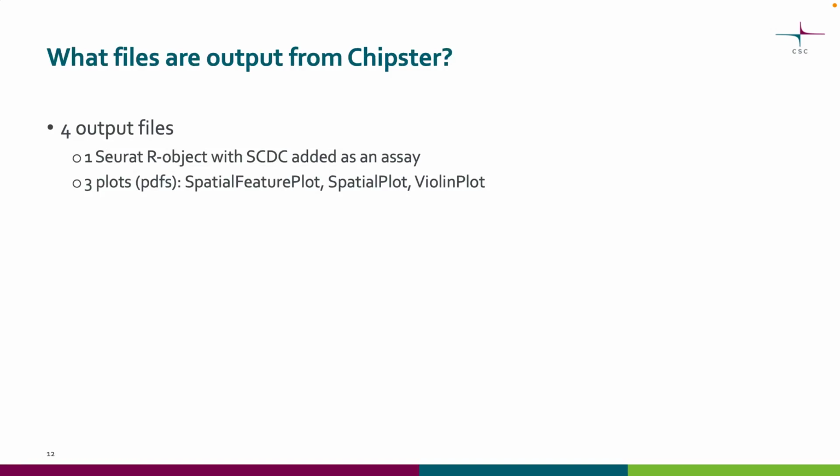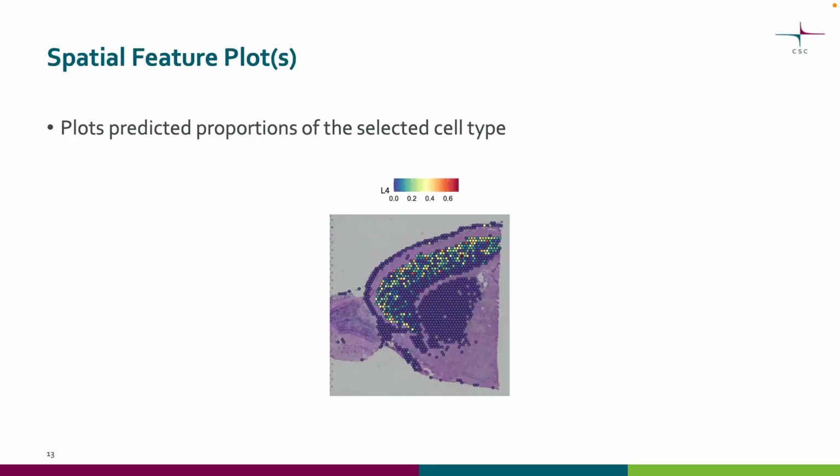So what are these 4 output files generated from Chipster? One is a Seurat R object with SCDC added as an assay, and the second are 3 plots, or PDFs, which include the spatial feature plot, spatial plot, and violin plot. This is the spatial feature plot, seen here, which plots the predicted proportions of the selected cell types.